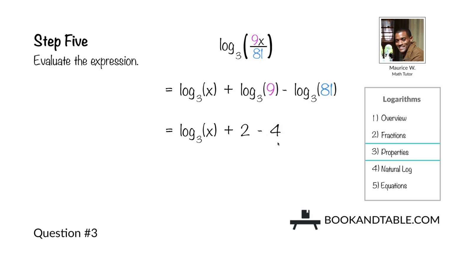And now we can evaluate the expression. So that gives us the log of base 3 of x plus 2 minus 4. 2 minus 4 is equal to negative 2. So we find that the log of base 3 of 9x divided by 81 is equal to the log of base 3 of x minus 2.